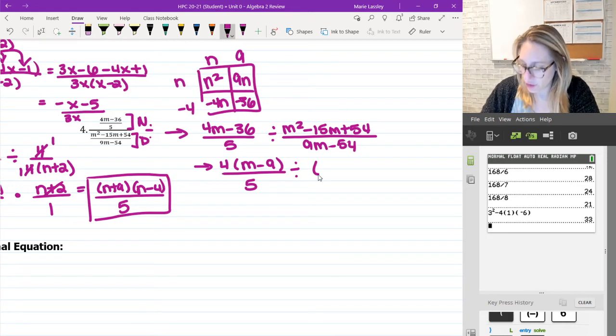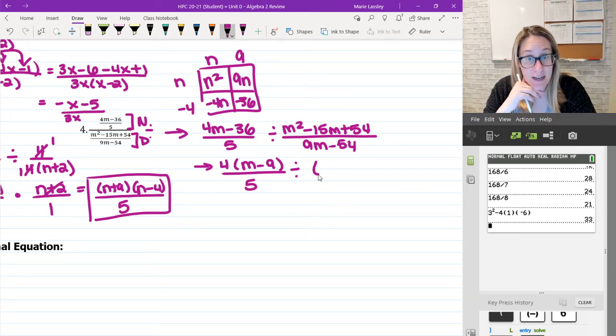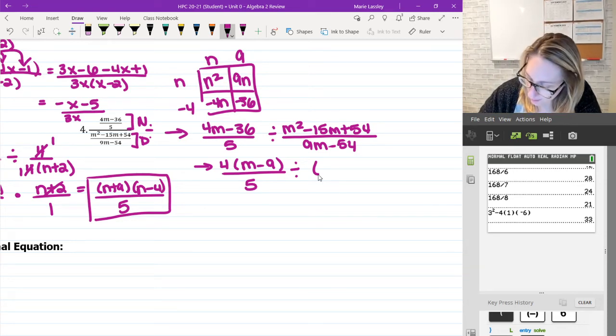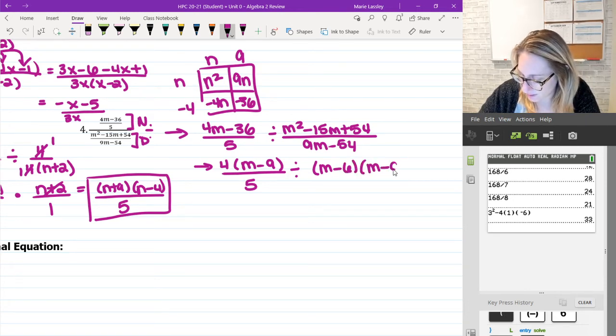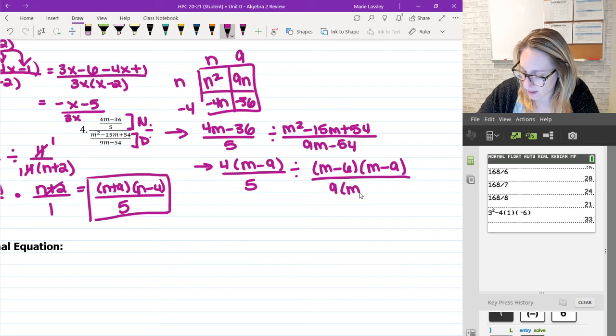All right, so I want two numbers that multiply to 54 and add to negative 15. I believe that is 6 and 9. So you can go ahead and do your factor box if you want. I'm just going to go ahead and write it. So that's how I end up factoring that top piece. And then the bottom piece becomes just 9 and then m minus 6.